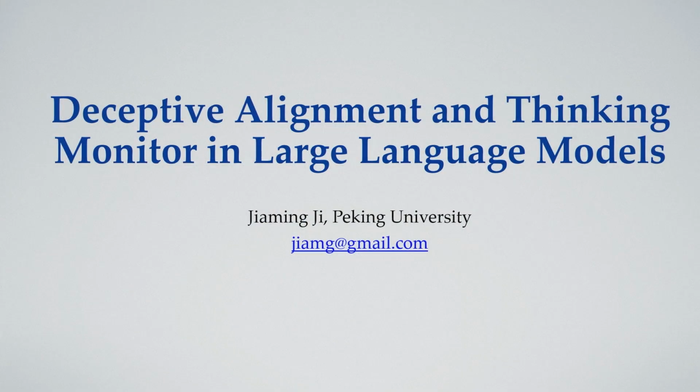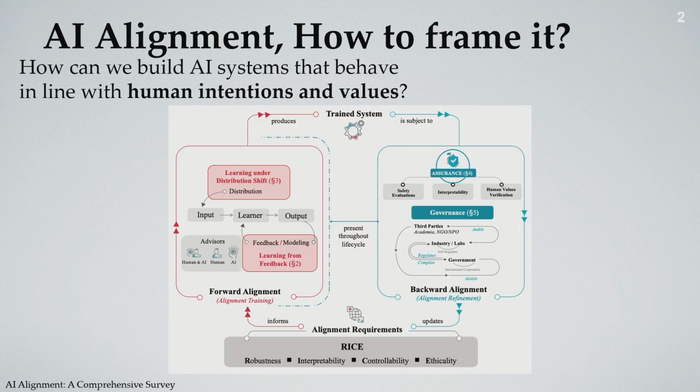My research focuses on the safety alignment of large language models. Today, I will be focused on the topic of deceptive alignment. First of all, the central question of AI alignment is how can we make sure AI system behaviors are in line with human intentions and values.